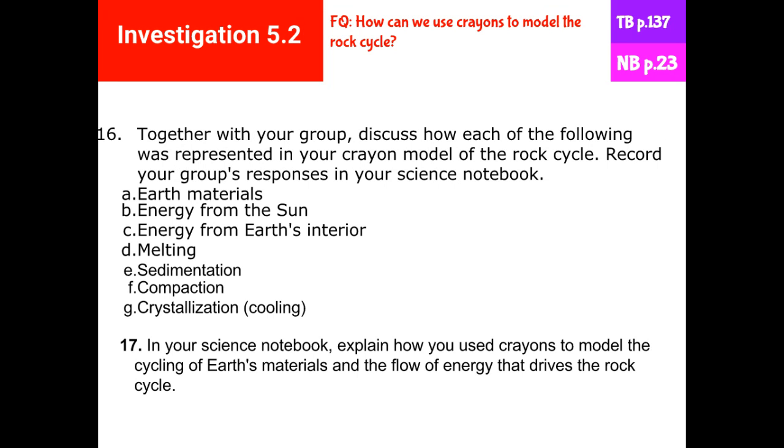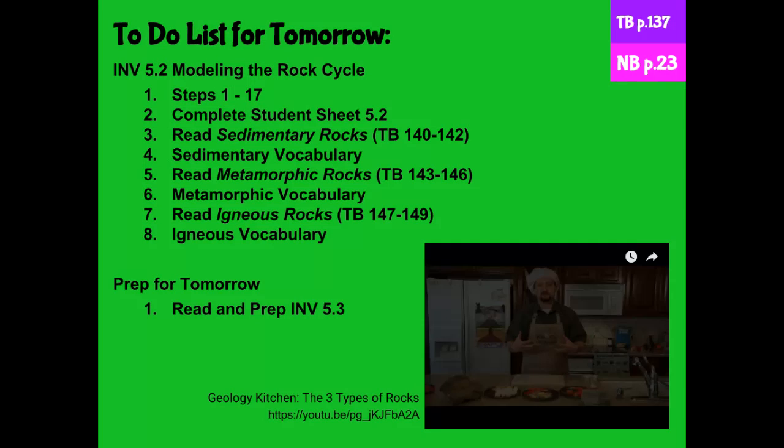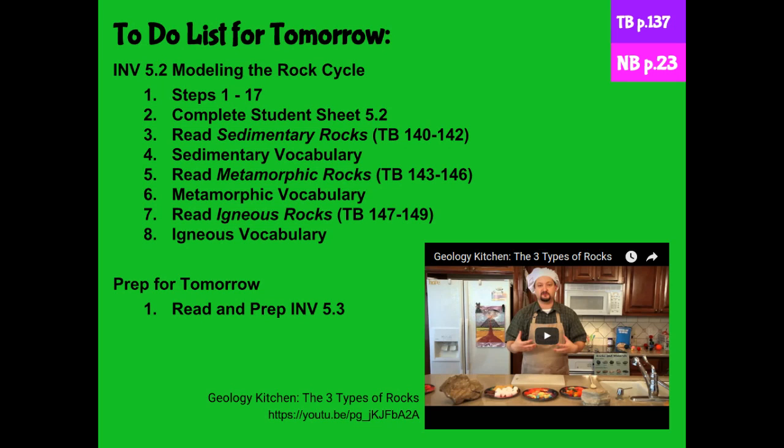So finally, your group's going to discuss what is represented in each different part of the rock cycle and record that in your science notebook. And then explain how you're going to use crayons to model the rock cycle tomorrow when you get some time in class. So 17 steps today, a lot of reading with the group, and then including your vocabulary there.